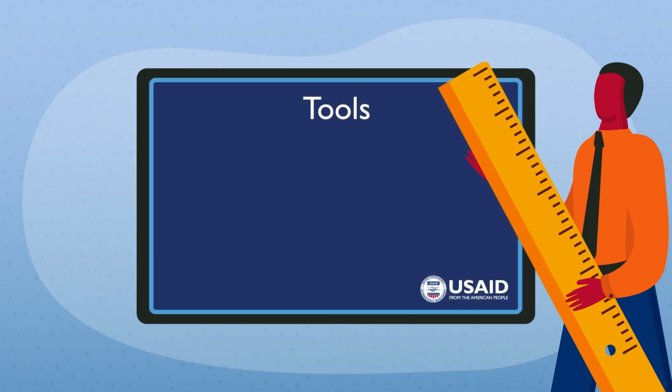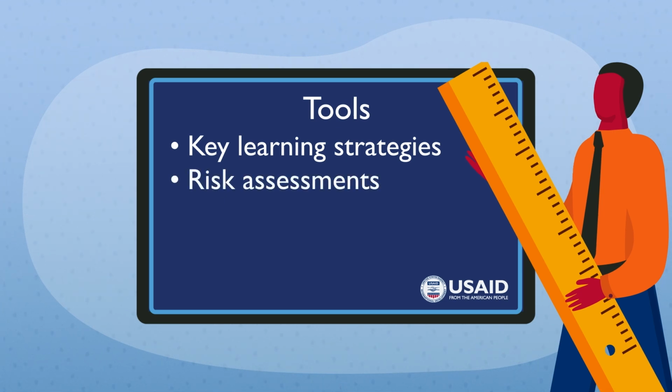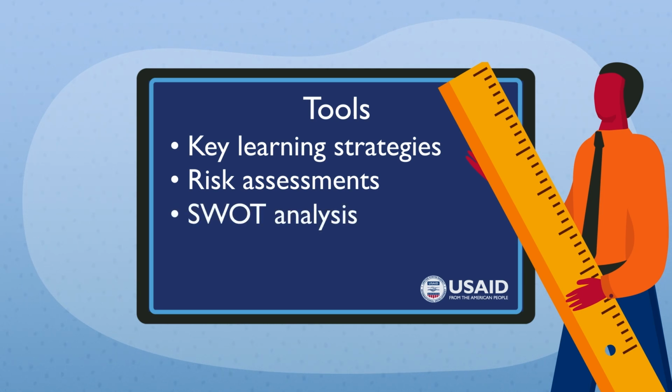We've mentioned key learning strategies such as developing robust internal monitoring, evaluation, and learning systems, as well as instigating regular pause and reflect sessions. Risk assessments, which can be done at the project or the organizational level, help you identify potential hazards to implementing a program and proactively manage risk. A SWOT analysis is another useful tool. This is when you identify the strengths, weaknesses, opportunities, and threats facing your project or organization.